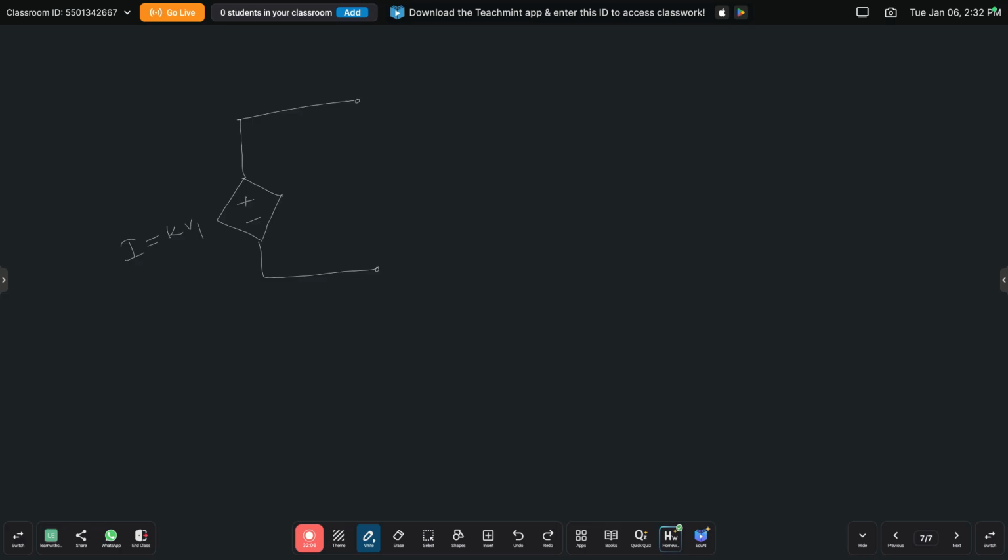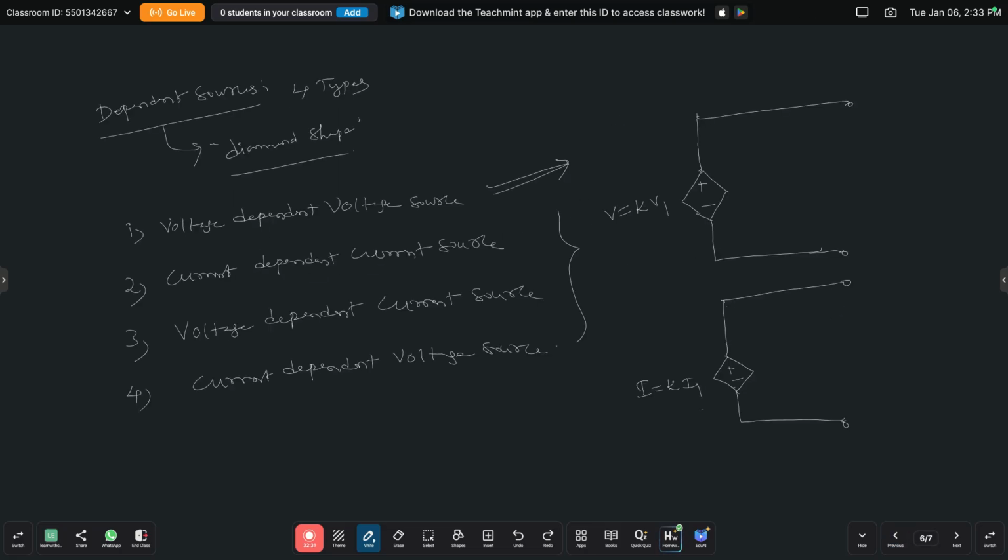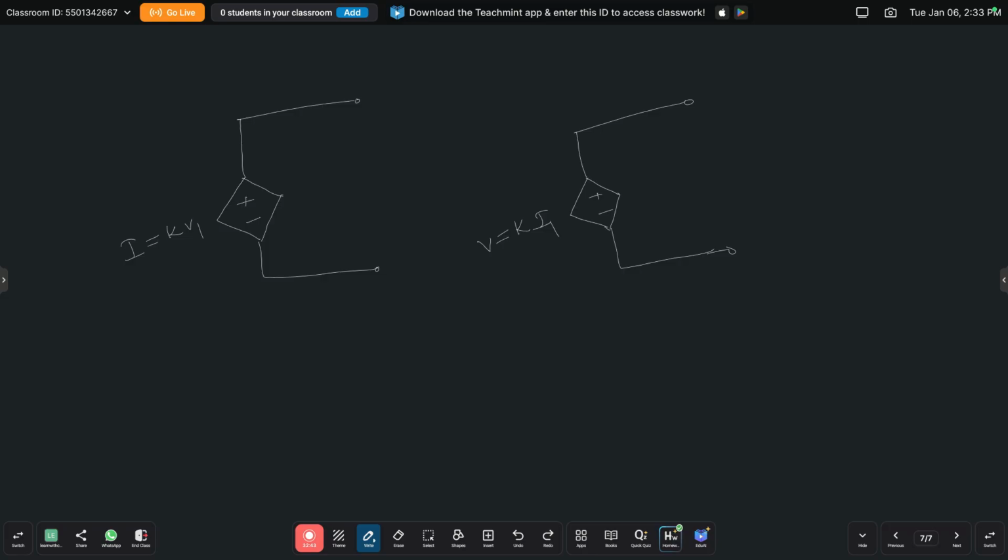And the last one is the current dependent voltage source. It is also represented like this. This is the diamond shape, and these are the end terminals, plus and minus. For the current dependent voltage source, V is equal to K into I1. So these are the symbols for the different dependent sources. The dependent sources are classified into four types: voltage dependent voltage source, current dependent current source, voltage dependent current source, and current dependent voltage source. And these are the symbols for the different types of dependent sources.